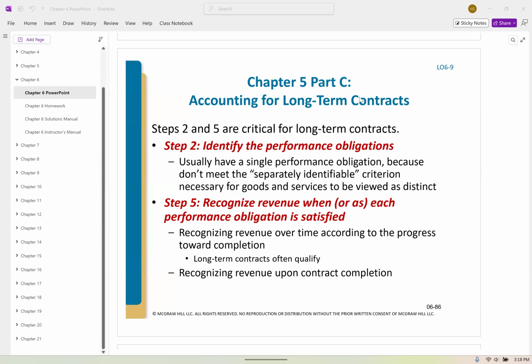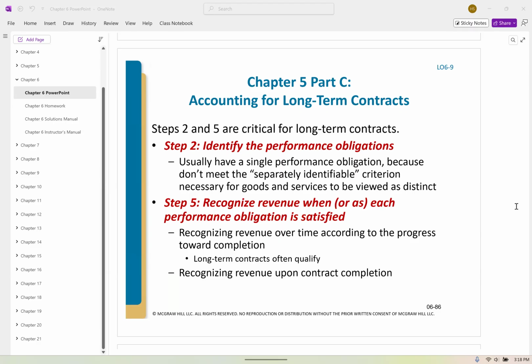So we're just going to ignore that that says chapter 5 right there. I do not know why it says chapter 5. We are clearly on chapter 6. It even has it, our objectives, learning objective 6-9, 6-8-6, probably just a typo when they did the PowerPoint.